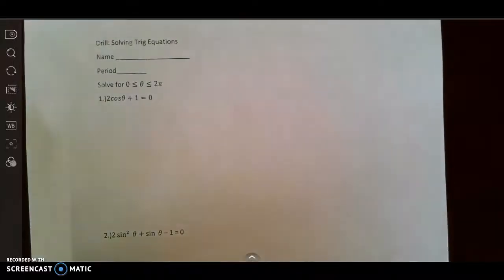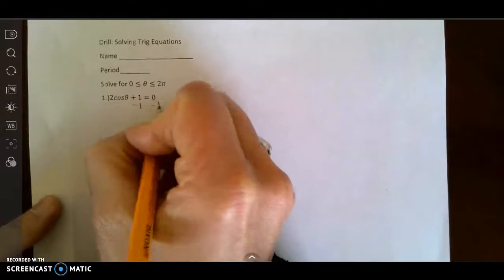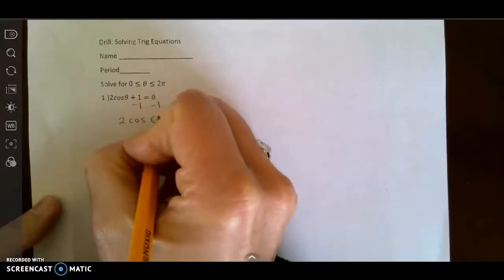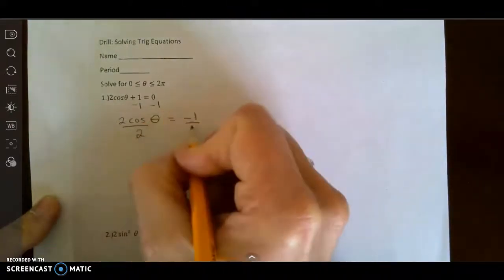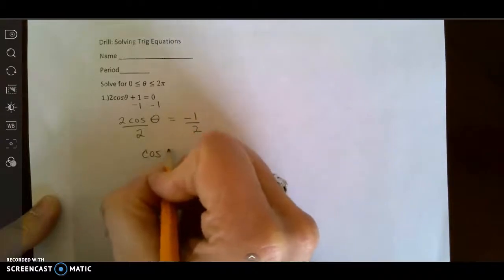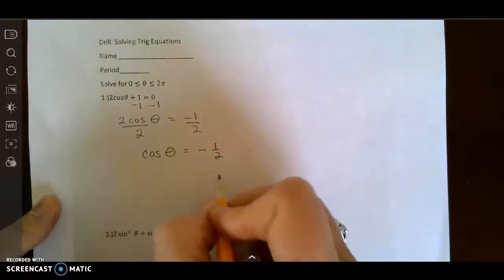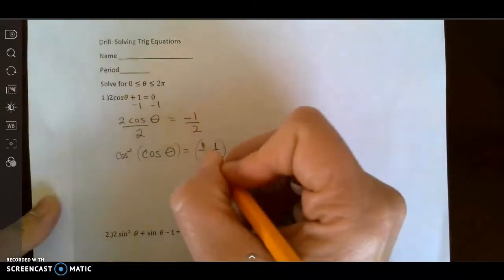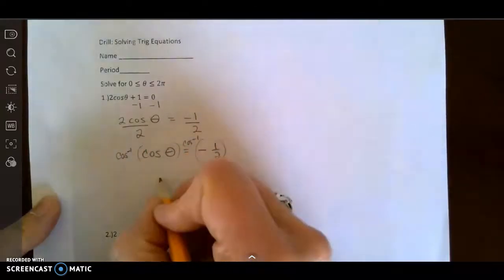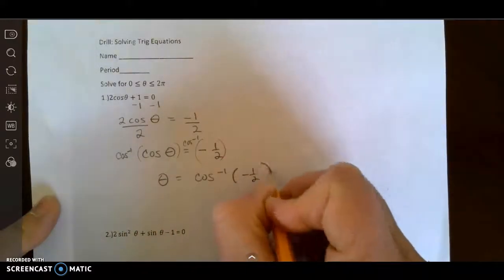So here's the drill for solving trig equations in the quiz review folder. Okay, we're going to subtract 1 from each side, and we get that 2 times the cosine of theta equals -1. We divide both sides by 2, and we get that the cosine of theta equals -1/2. We're going to take the inverse of each side, and we get that theta equals the inverse cosine of -1/2.